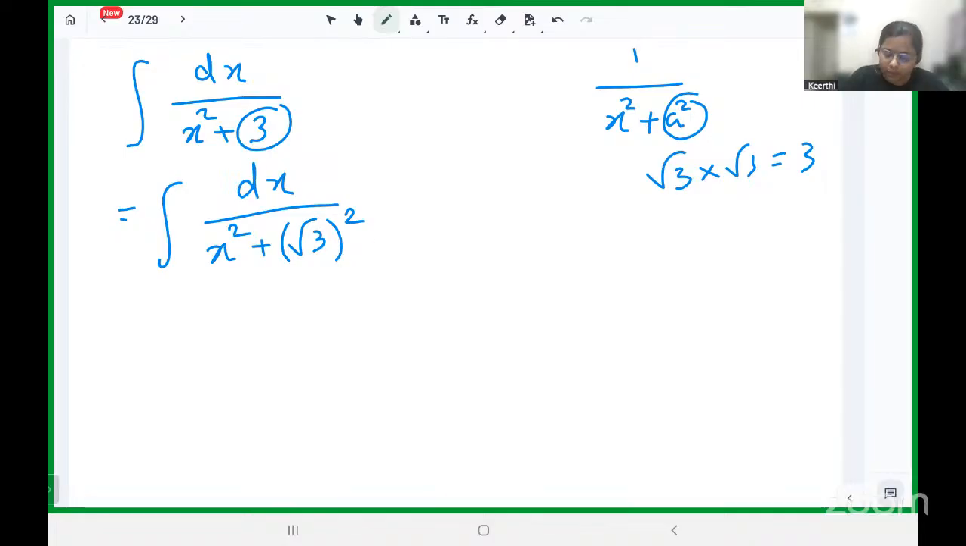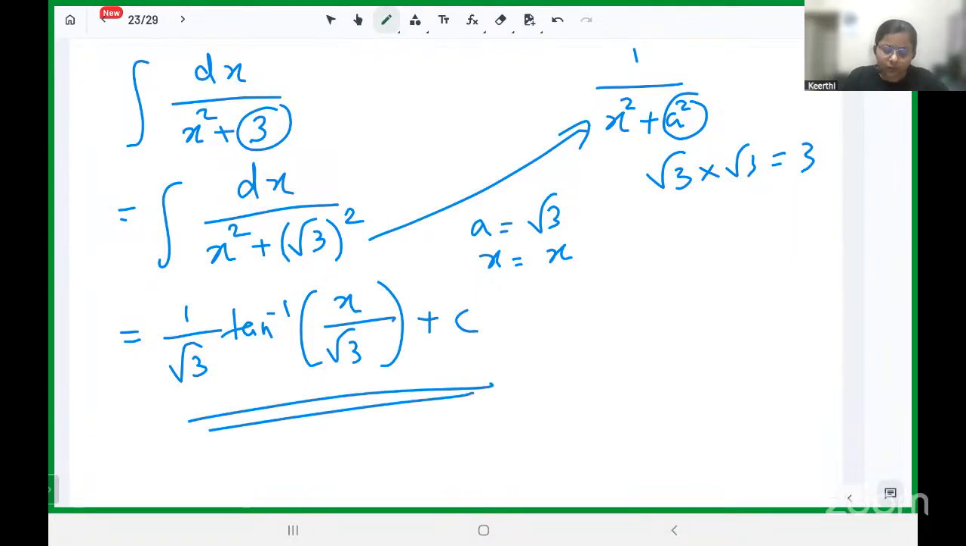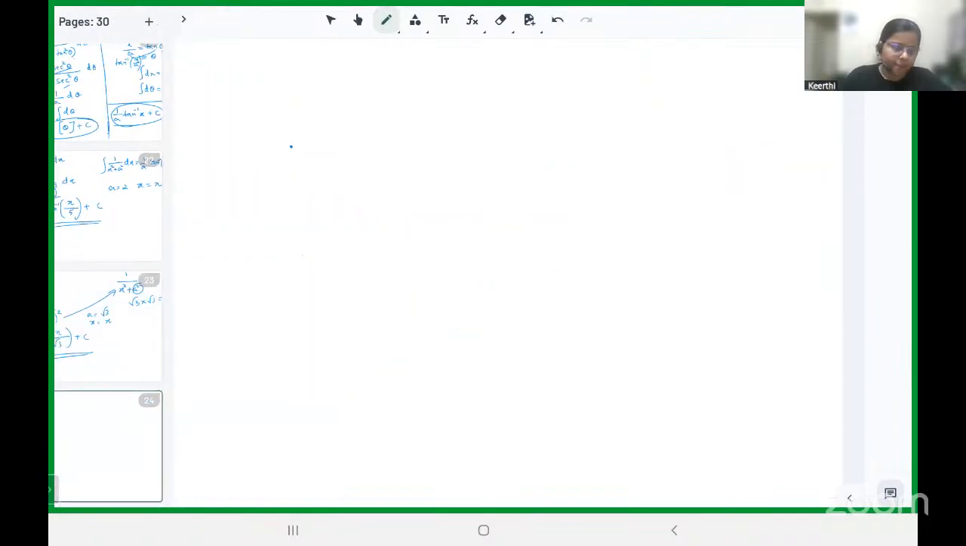So now can you compare it with 1 by x square plus a square? Here in the place of a it is root 3 and in the place of x it is x itself. So what will be the integral value? Integral value will be 1 by a tan inverse of x by a plus c. So here a is root 3. So 1 by root 3 tan inverse of x by root 3 plus c. Alright. Moving on to our next question.